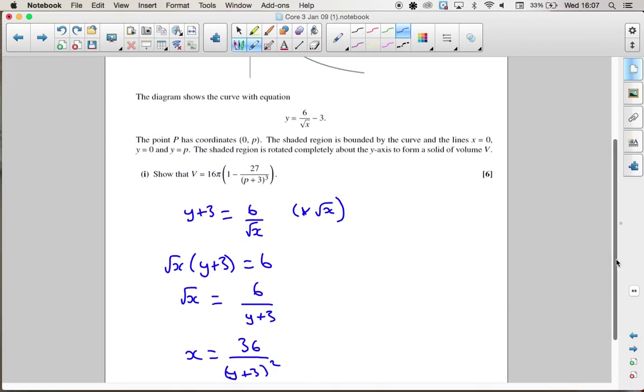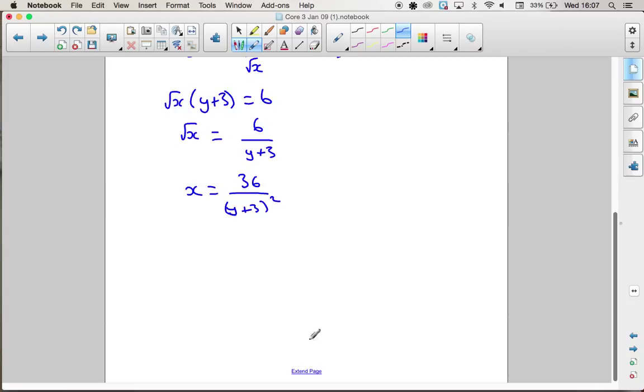Next thing we need to do is start rotating around the y-axis. And if we do that, remember we're going to times by pi and we're going to square this function between 0 and p. So we need to square this, so that's going to give me 36 squared over (y plus 3) to the power of 4, with respect to y.